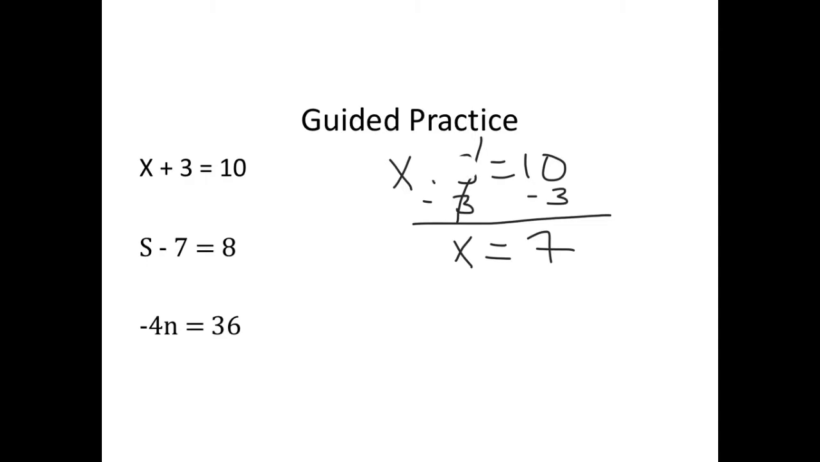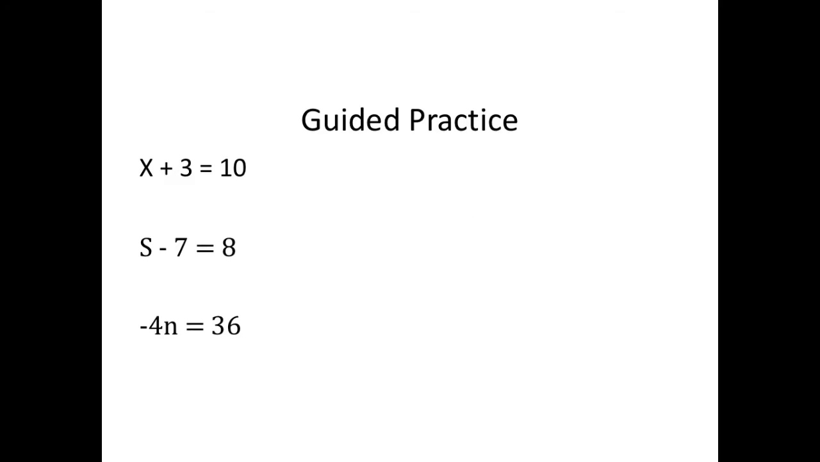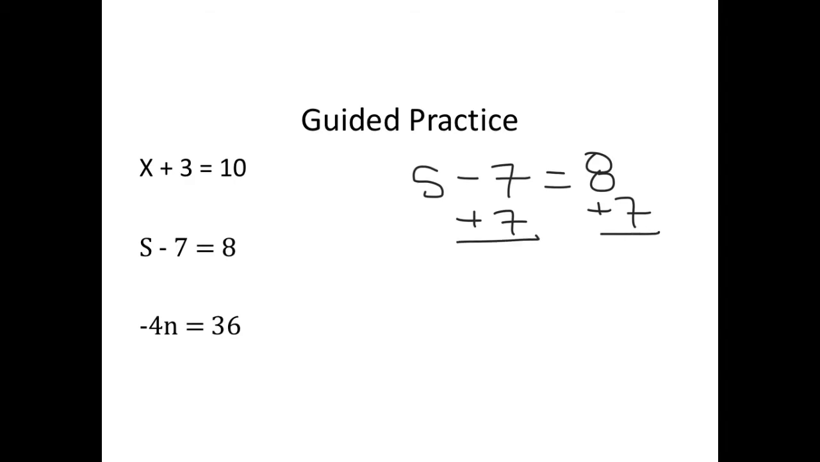Let's look at our second example. Again, there's no simplifying needed, so therefore we'll just call this a one-step equation. We have s minus 7 is equal to 8. To do the opposite operation, we'll add 7 to both sides. The 7's on the left cancel, and we're left with 8 plus 7, which is 15.